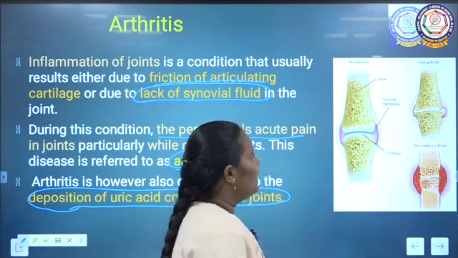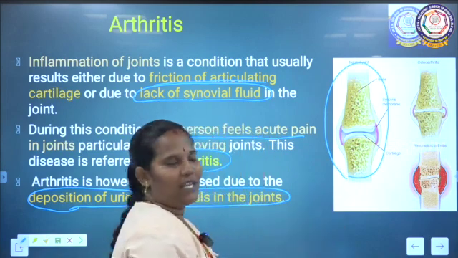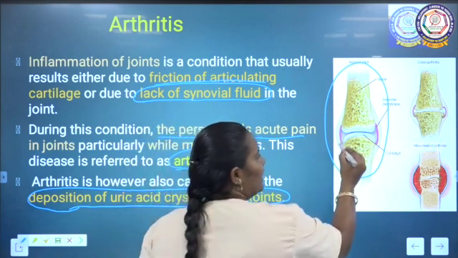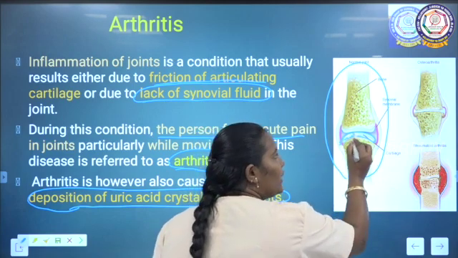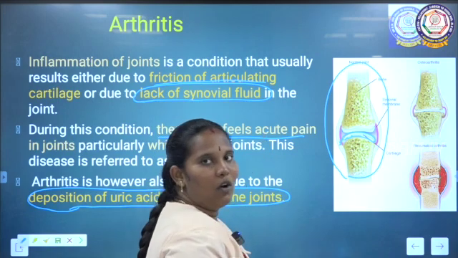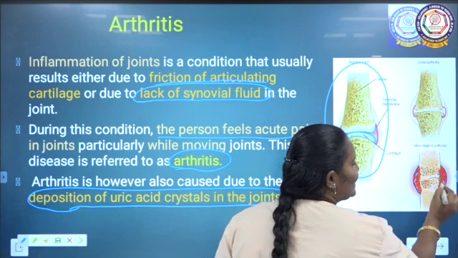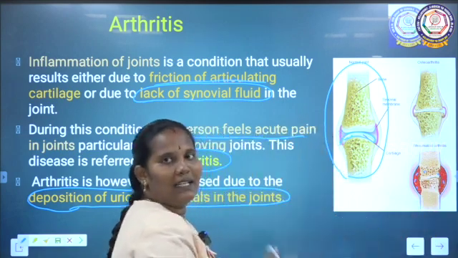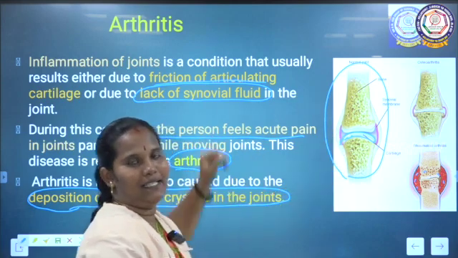We can see here the normal joint, the synovial joint. Here the cartilage and fluid are there. After that, when the fluid is lacking, we are affected by this arthritis disease. Okay. What happens is that extra uric acid salts are deposited instead of the synovial fluid, and then we are affected by this arthritis disease.